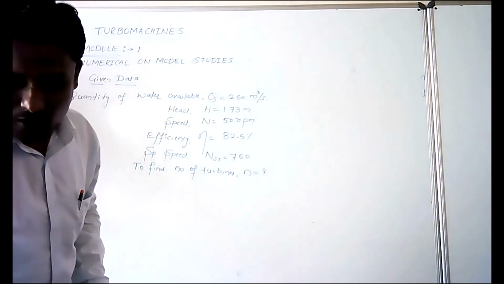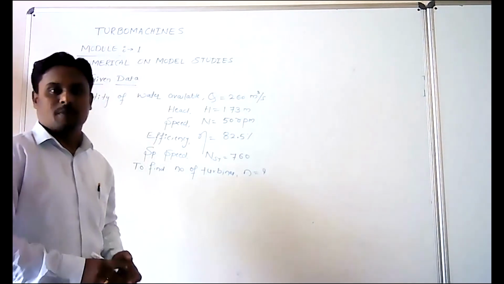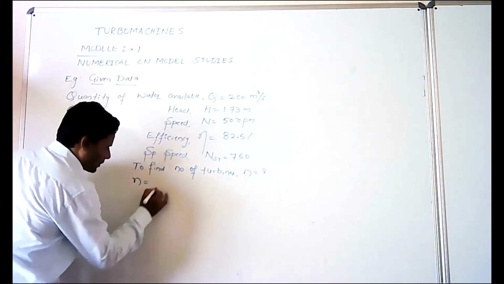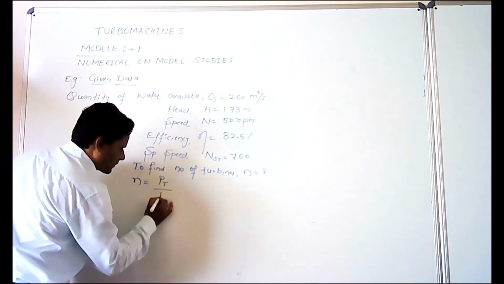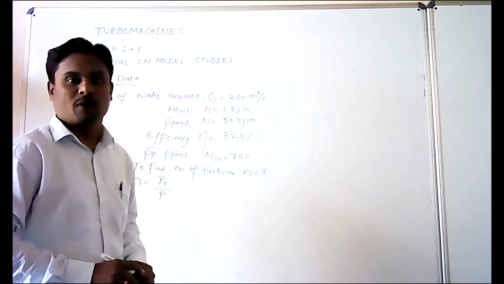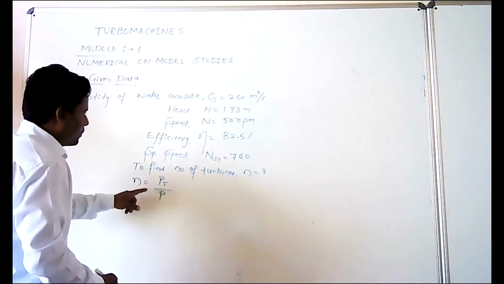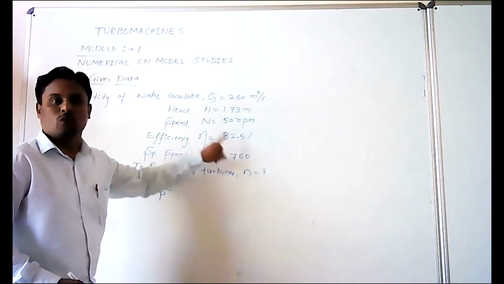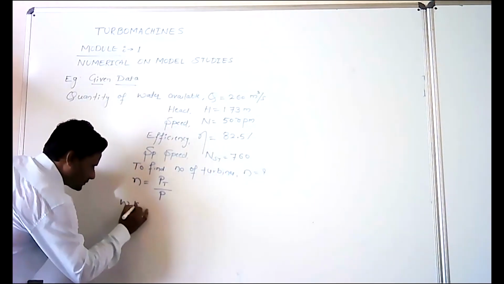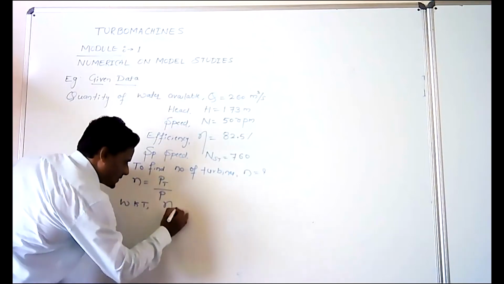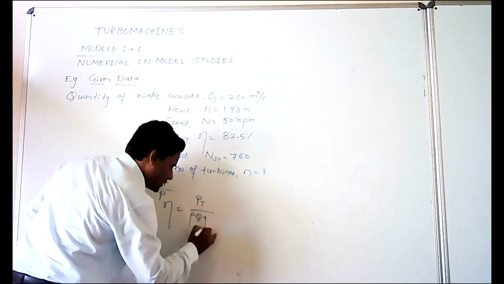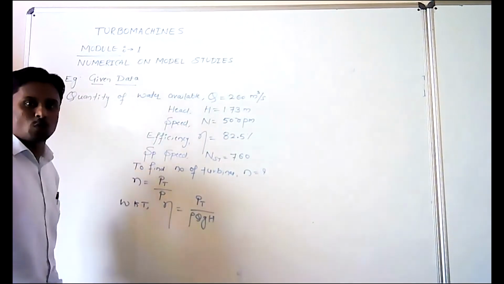As we are dealing with a power producing turbo machine, that is a turbine, n can be calculated as total power divided by power obtained from a single turbine. We know the overall efficiency to be 82.5%. So first let us calculate the total power. The overall efficiency is given by total power output divided by rho Q G H.